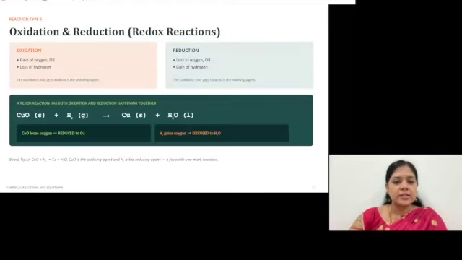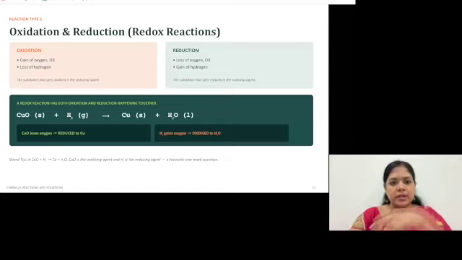Okay. Next is oxidation and reduction type of reactions. Remember it as OIL RIG. Oxidation is loss and reduction is gain. But oxidation is gaining oxygen or losing hydrogen. Reduction is losing oxygen or gaining hydrogen.